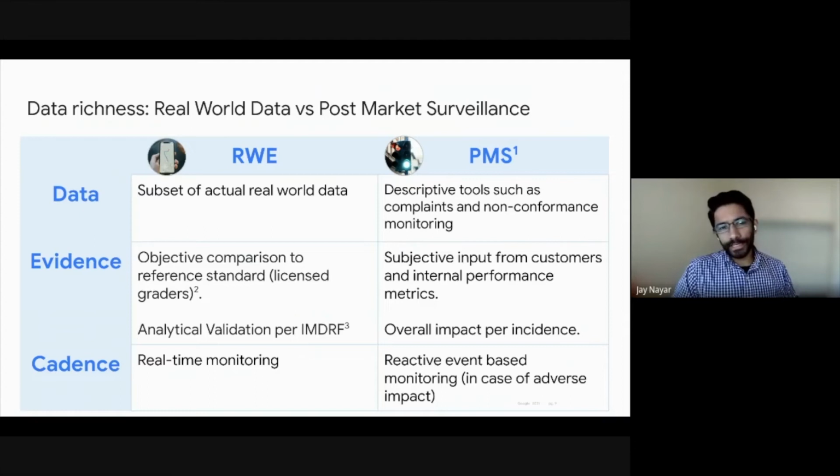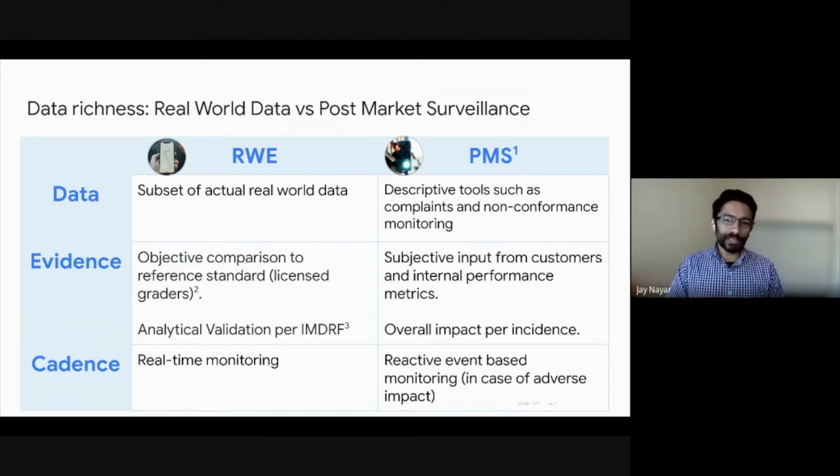Our goal in highlighting this is to show that our usage of RWD still enables better monitoring when combined with the standard PMS model, which may provide just a report of the incident itself. Thus, it helps to balance the pre-market evidence with the post-market evidence to ideally enable product improvements without raising questions of safety and effectiveness. And finally, about cadence.